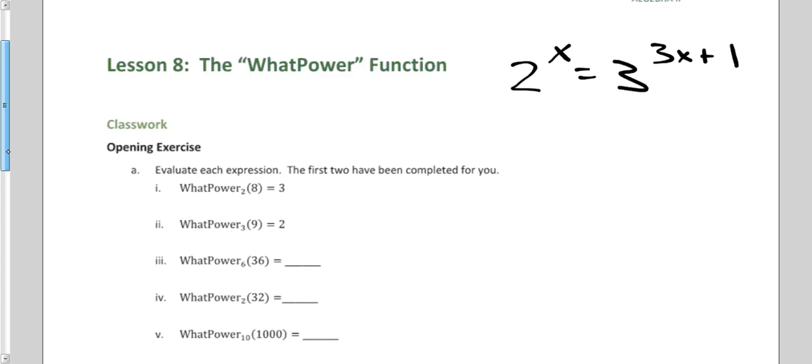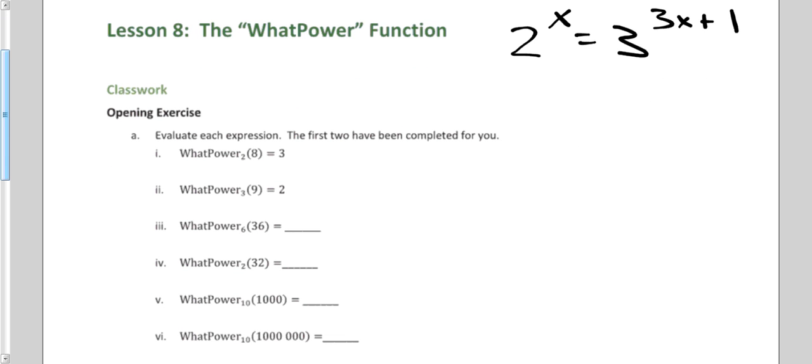So, I ask you, what power of 2 gets me 8? 3, right? There we go. You see that? It's asking me, what power of 2 gets me 8? What power of 3 gets me 9? 2, right? Okay, now I'll do one where the answer is not given. What power of 6 gets me 36? 2, right? Because 6 squared equals 36. So the answer is 2.